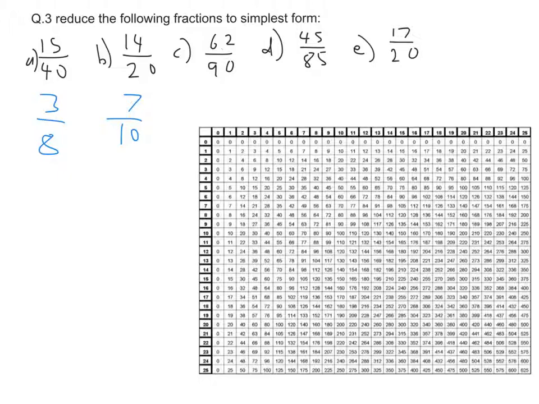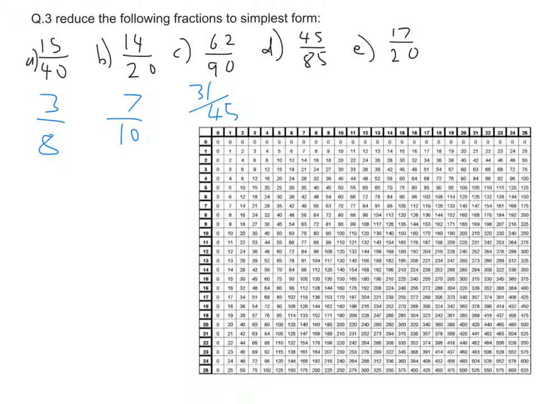And if you do that, the answer we'll get is 31 over 45. And you also know that you can't simplify this anymore because you won't be able to find the numerator and the denominator in the same row. So that means that your final answer should be 31 over 45.